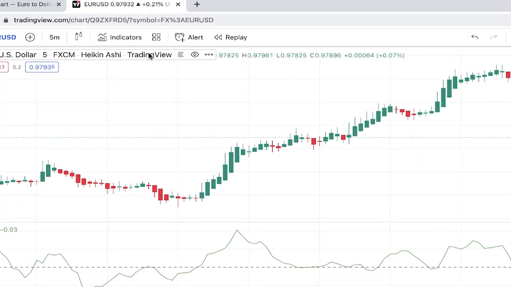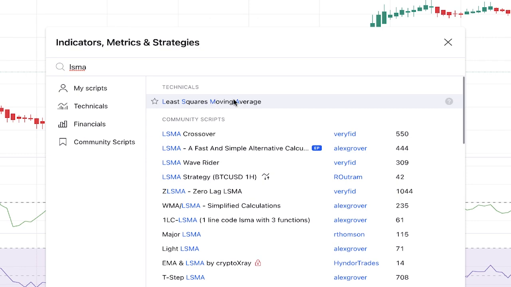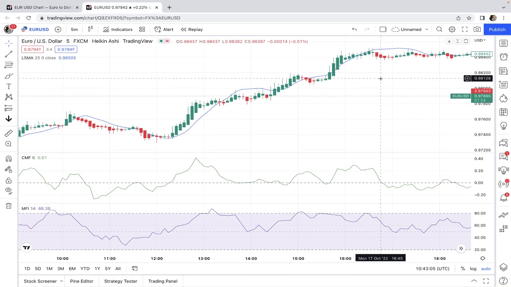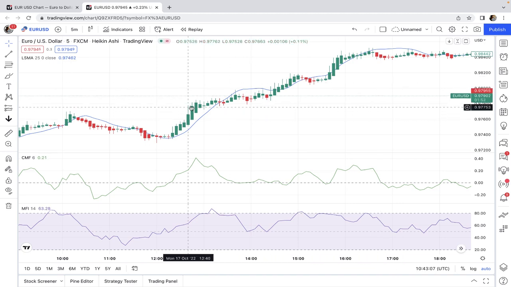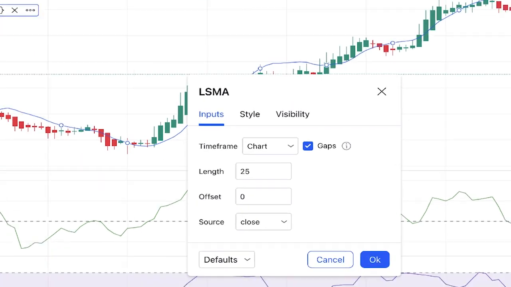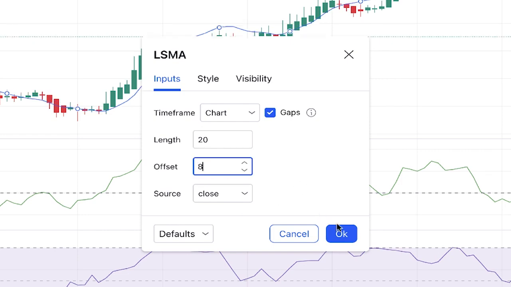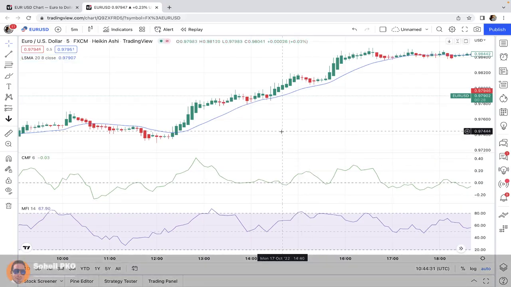We must add one more indicator which is called LSMA, Least Squares Moving Average, this one, which is the linear regression moving average, actually the linear regression of the price action. And for this indicator we must also change its settings. For the length we set it at 20 and for the offset at 8, and we click on OK. Everything is already set on the chart, and let's see how we trade based on this 5-minute scalping strategy.